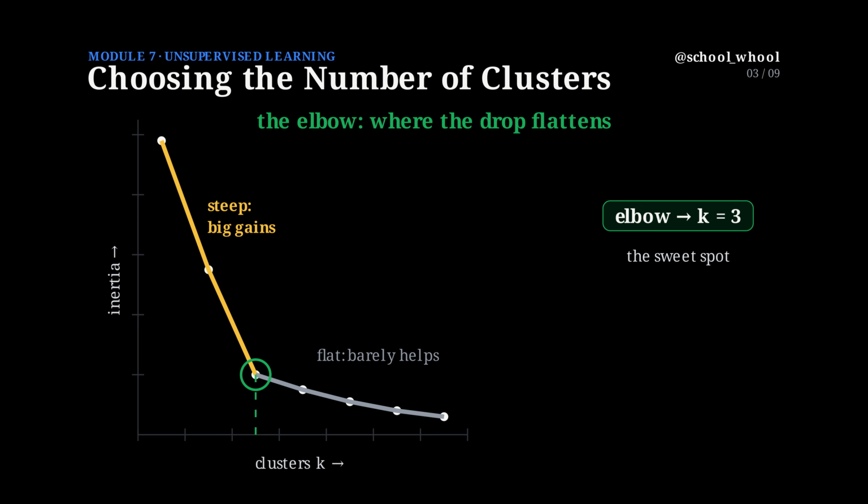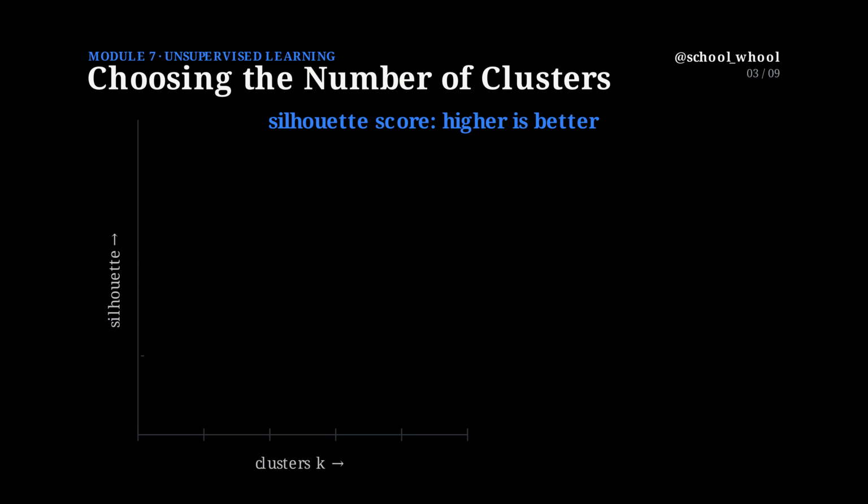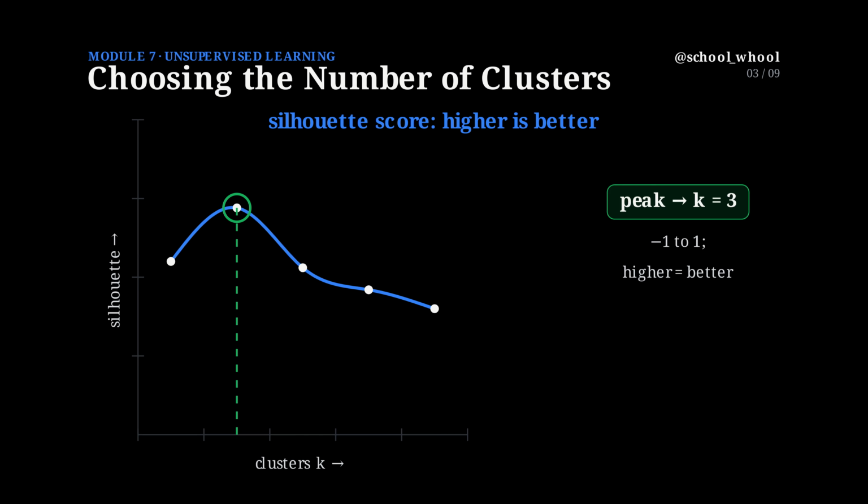A second, sturdier tool is the silhouette score. It rewards clusters that are both tight inside and well separated from each other, on a scale from -1 to 1. Unlike inertia, higher is better and it does not just keep climbing. We compute it for each K and pick the peak, which, again, lands on 3.